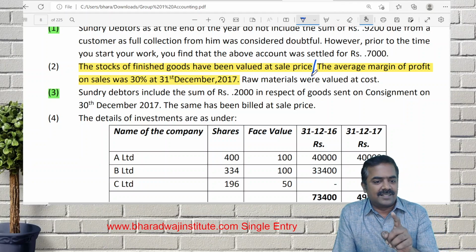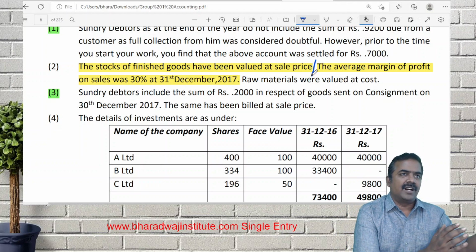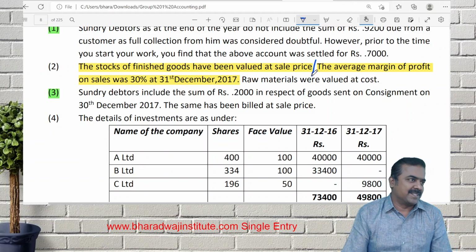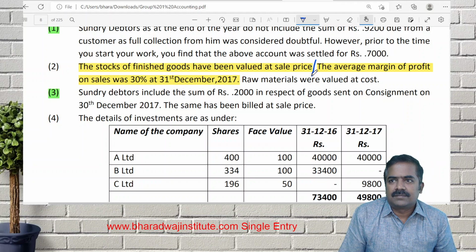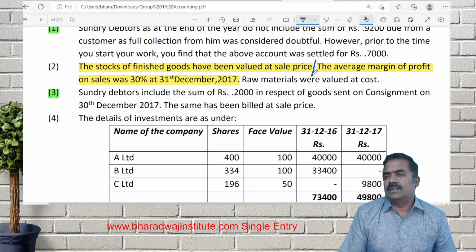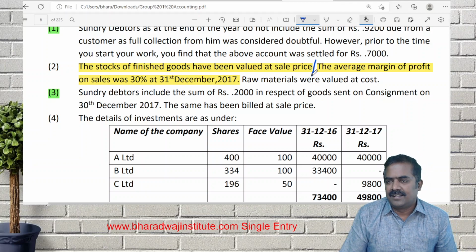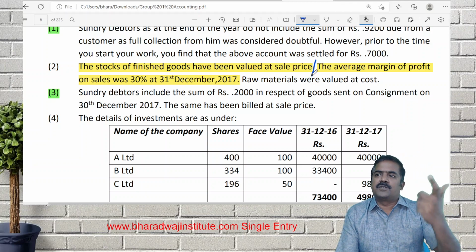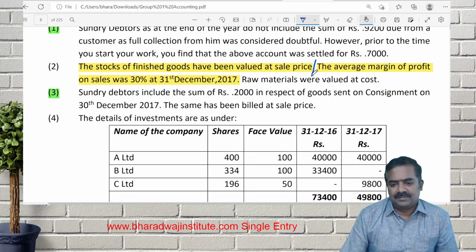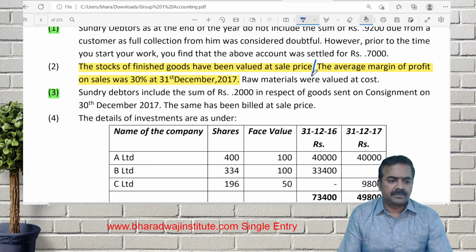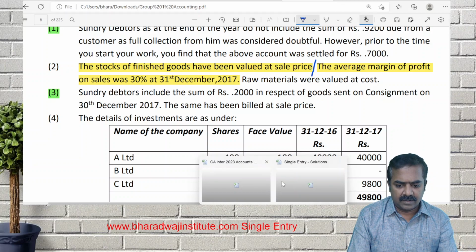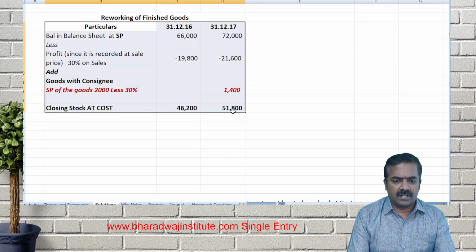Here that 30% is given to tell that the year-end or average profit margin is 30%, so you have to calculate from both. The average margin, profit percentage: otherwise the selling price is fixed by adding 30% on margin. Otherwise you maintain a margin of 30% on sales. When you purchase goods for 70 rupees, you add 30 and sell for 100. Raw material, no adjustment required. So stock valued at cost, over.